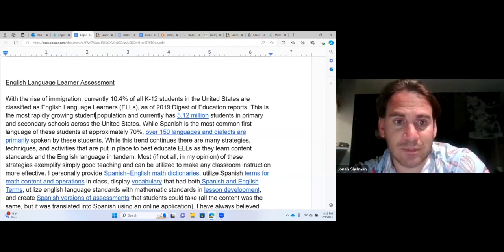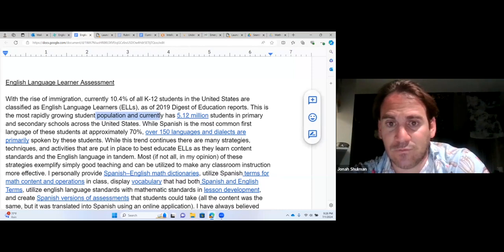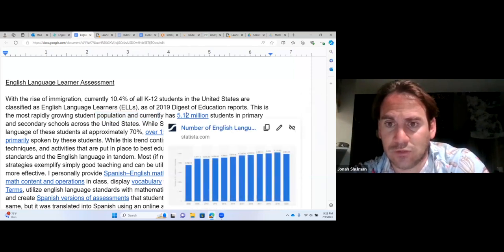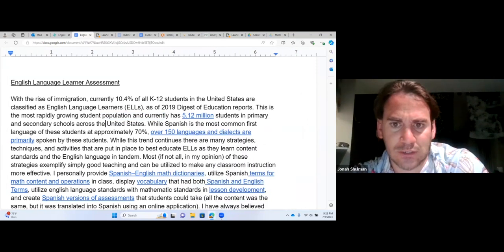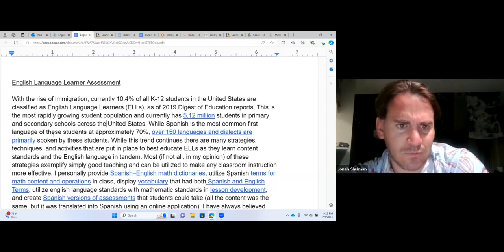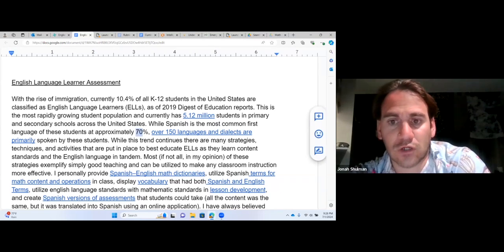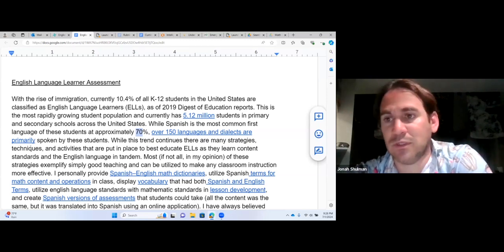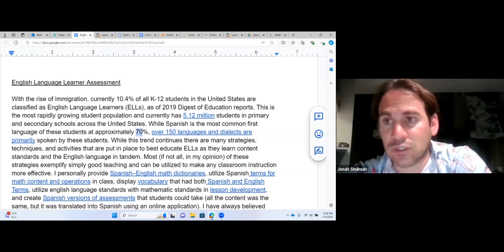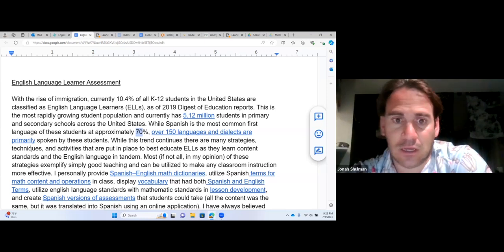This is the most rapidly growing student population, with 5.12 million students in primary and secondary schools in the United States, while Spanish is the most common first language at approximately 70%. There are over 150 languages primarily spoken by students. Like, I've had students straight from Korea. I've had students straight from Africa who spoke Swahili.